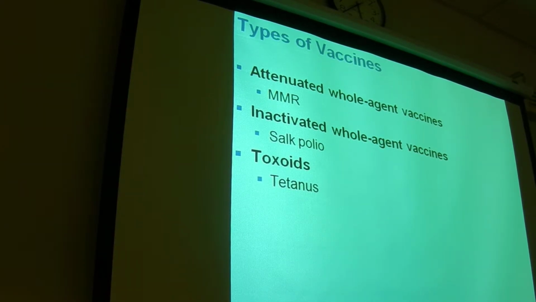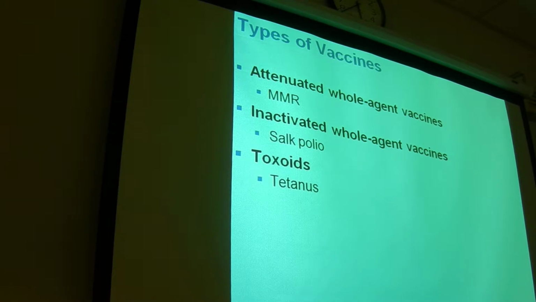Okay? What that does is it allows a pretty strong immune response because it is still living organisms, but it's weakened to the point where it can't give you an active infection. It's just strong enough to boost the immune system, but not strong enough to actually give you an active infection.